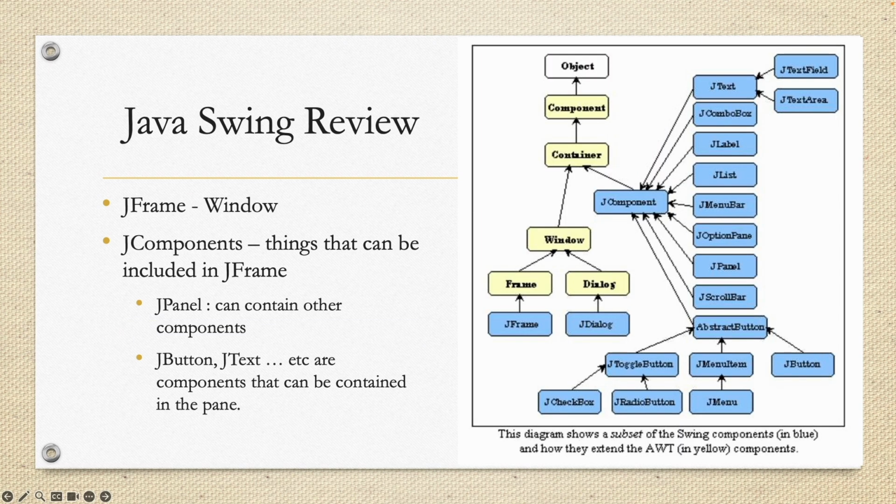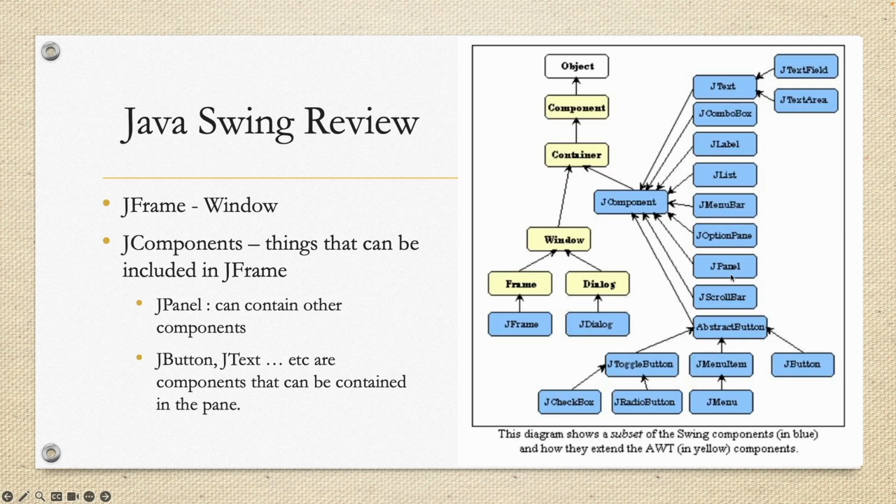Let's do a quick review on Java Swing. So last unit, we created a window application using Java Swing. And a window in Java Swing can be created using JFrame. So this is a top level container that can contain other components. And JComponents are the things that can be added or included in JFrame.